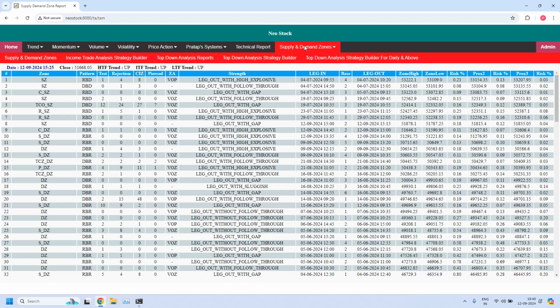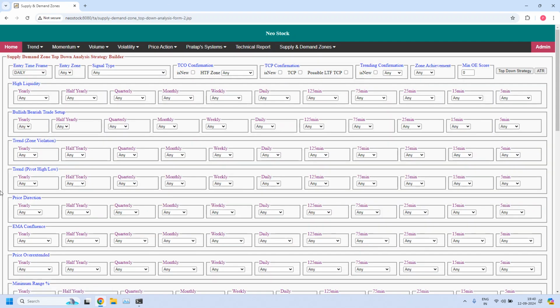So the next set of reports we are going to generate are based on the monthly, weekly, daily and hourly income trade, bullish and bearish trade setups. So first let's start with the bullish trade setup for monthly income trade. Entry time frame is daily, entry zone is a demand zone. In bullish or bearish trade setup at daily time frame, I am selecting the value bullish.